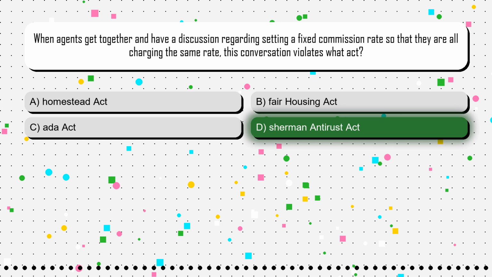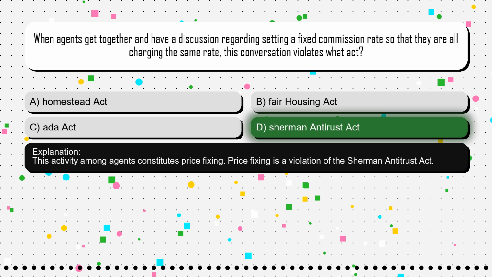The correct answer is option D, Sherman Anti-Trust Act. This activity among agents constitutes price fixing. Price fixing is a violation of the Sherman Antitrust Act.